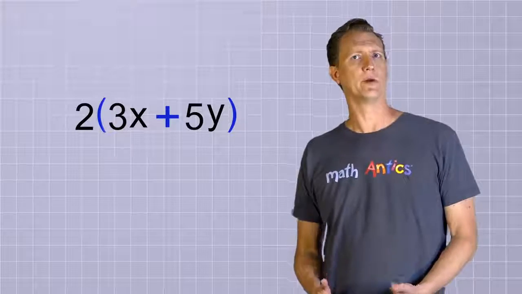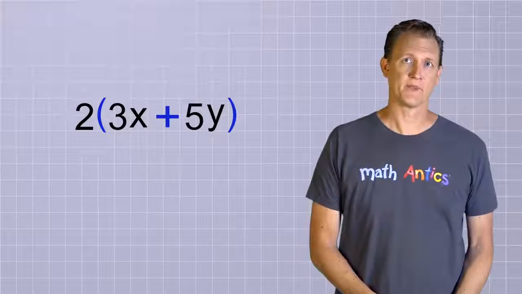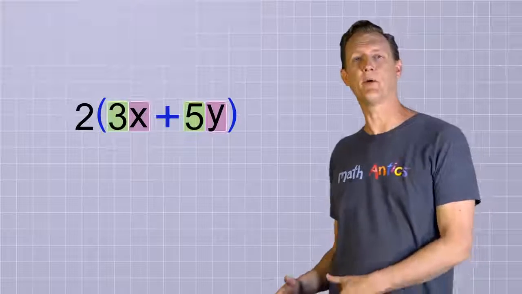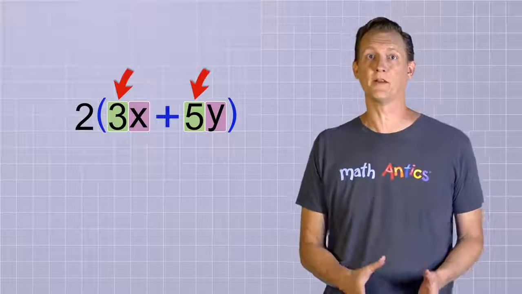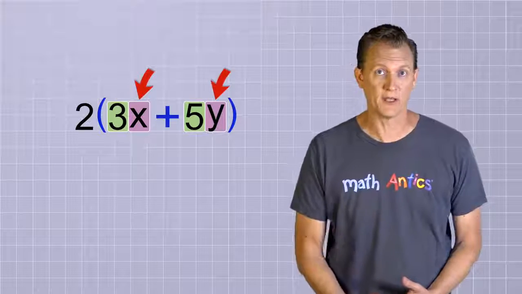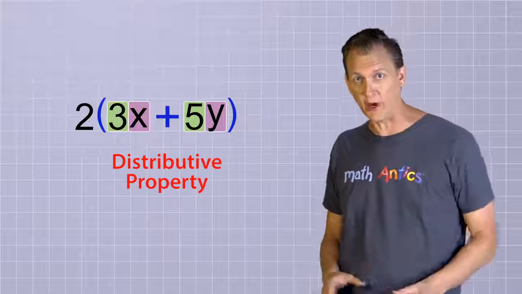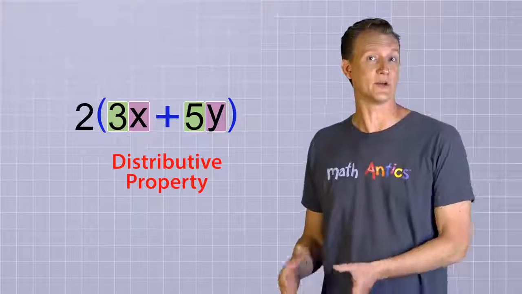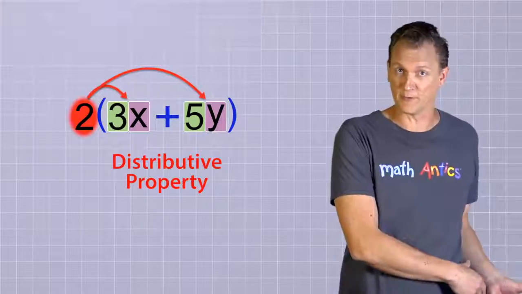But what if the polynomial was just a little bit more complicated, like this? 2 times the group, 3x plus 5y. In this expression, each of the terms in the polynomial does have a number part that is being multiplied by the variable part. But we can still use the distributive property to distribute a copy of the factor 2 to each term in the polynomial.